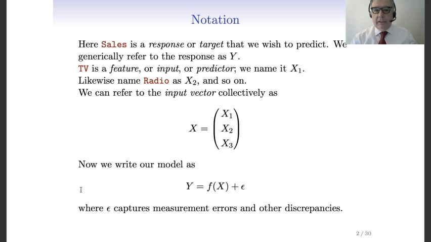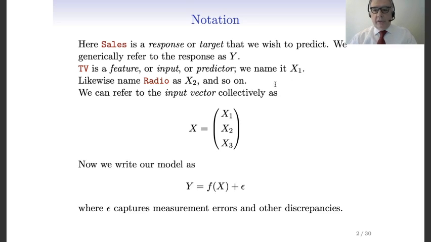So hereafter, we will have a response or target variable. In the example, sales is the response or target variable that we would like to predict, and we will denote this variable as Y. And on the other hand, TV, but also radio and newspaper, is what we call an input or a feature or a predictor. And the symbol that will be used will be X1, X2, and so on. So each of the predictors will be denoted by X sub i.